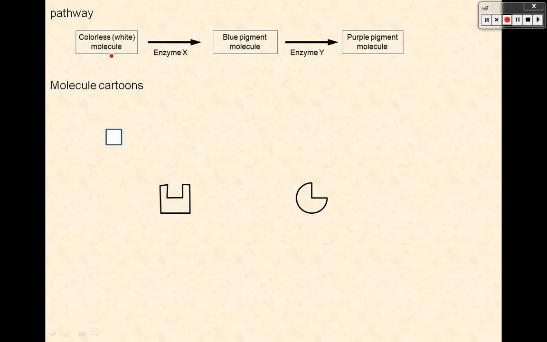So colorless white molecules converted by enzyme X to a blue pigment molecule, converted by enzyme Y to a purple pigment molecule. Here we'll have a little cartoon. You can see that these are two different enzymes. They have different active sites. They have different shapes. So let's see what happens. So there we go, converted to a blue molecule. That is now converted to a purple molecule. We have a purple pigment.